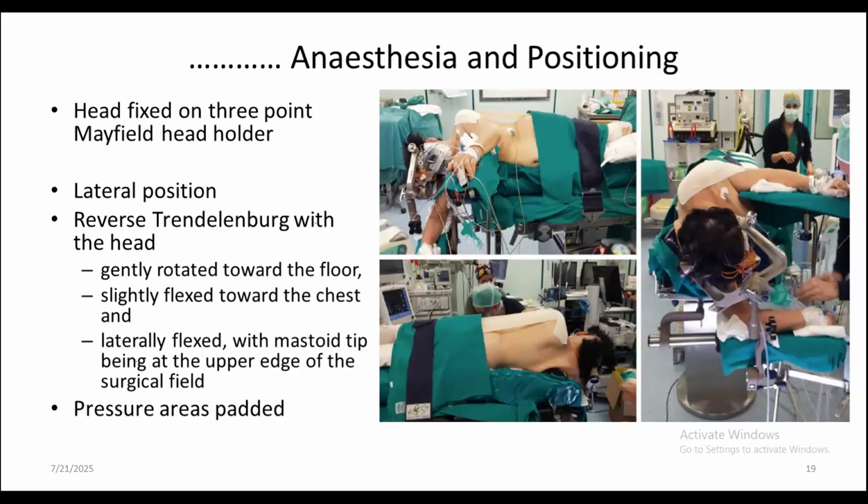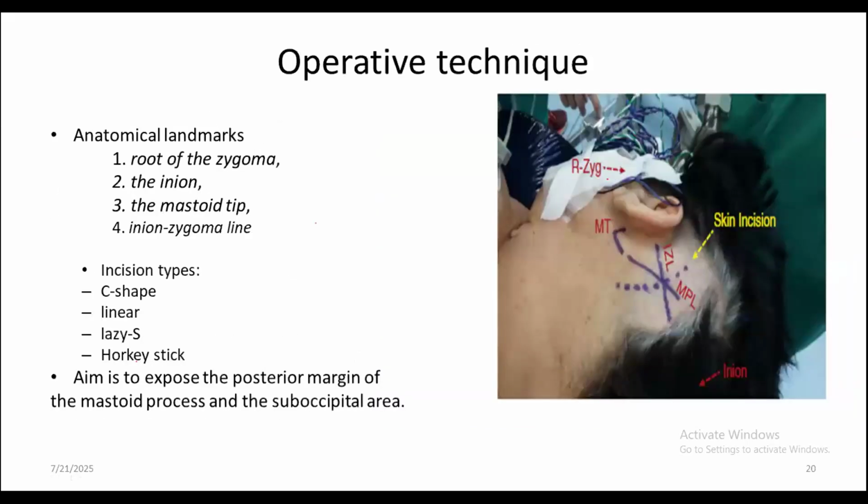The superior upper limb, as we can see, is placed on an armrest, as well as the inferior, or non-dominant, upper limb. The shoulder as well as the hip are strapped using adhesive band, and the pressure areas are also padded.